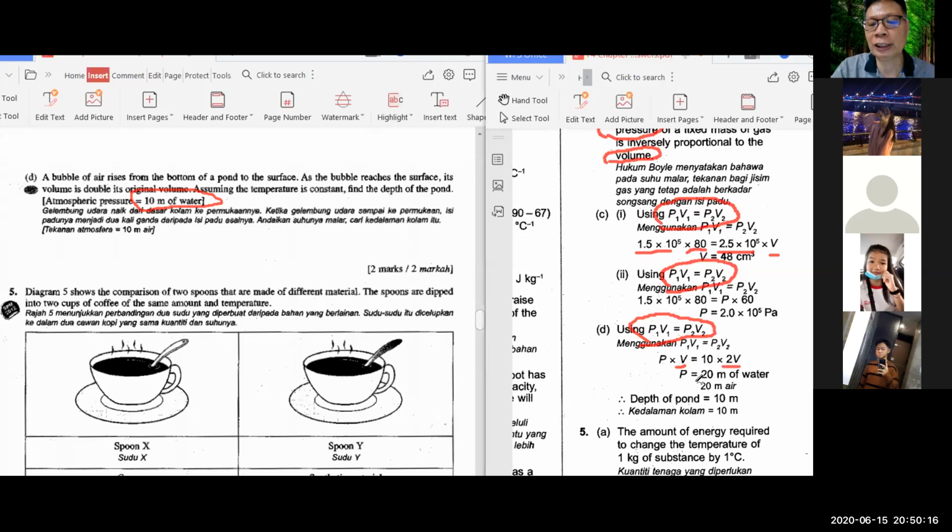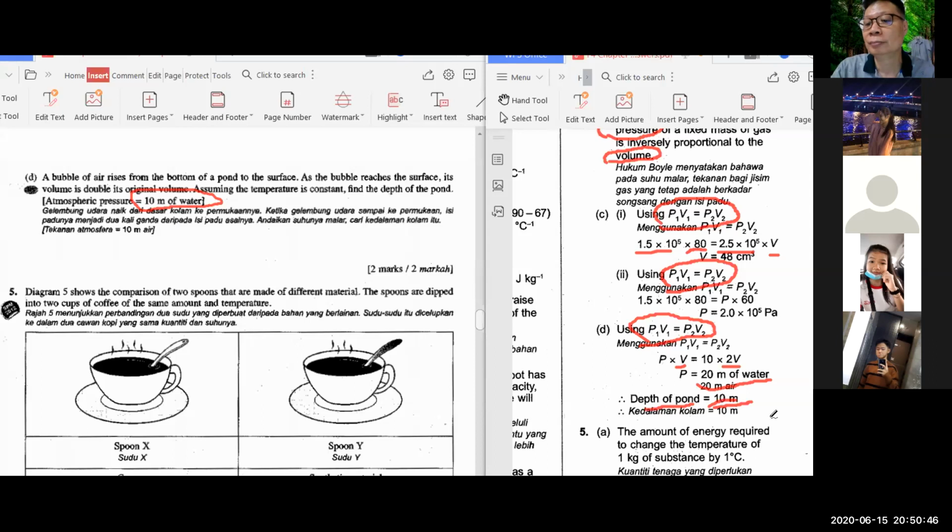The pressure is 20 meters of water, but they ask you to find the depth of the pond, right? You have to minus 10. So the final answer is 10, the depth. You are asked to find the depth of the water, how deep the bubble is inside the water. Your total answer here is 20, right? This 20 is including 10 in the atmosphere plus 10 meters of water. Right? Okay, so depth of water is 10.